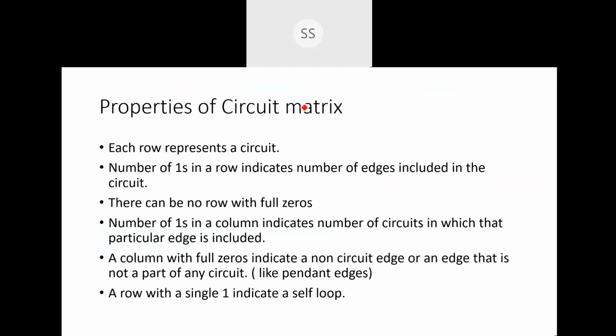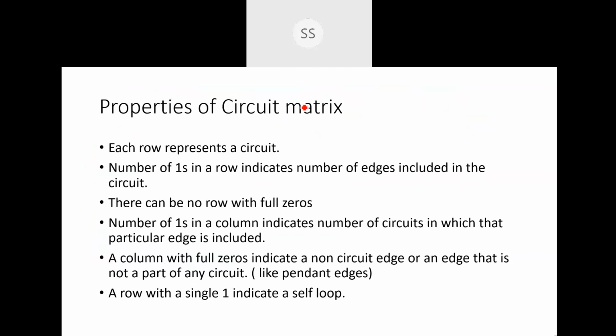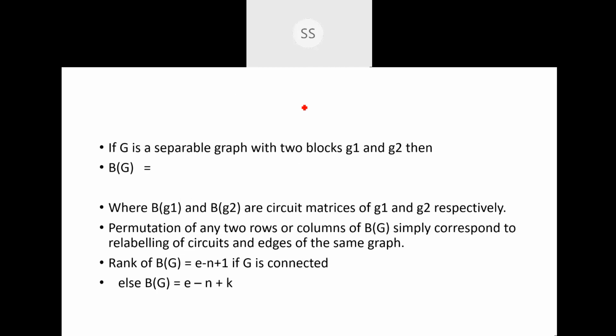We'll go into the properties of the circuit matrix, or we'll do an example first and then go into the properties. It will be easier for you. So we'll take an example. I'll have to draw a graph. I'll call this V1, this V2, then V3, V4, and V5.